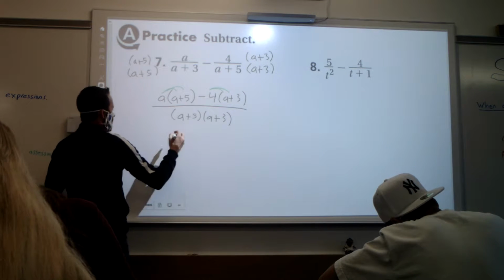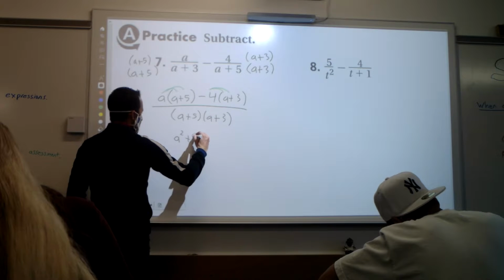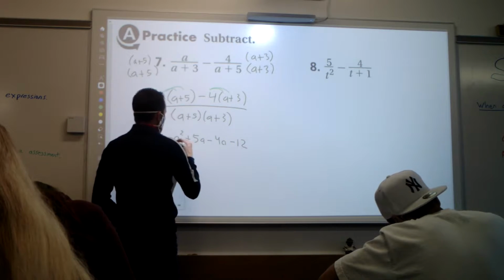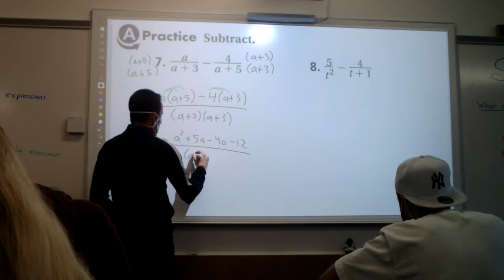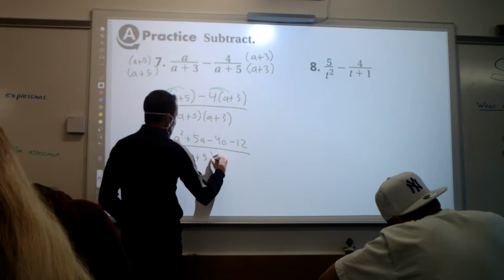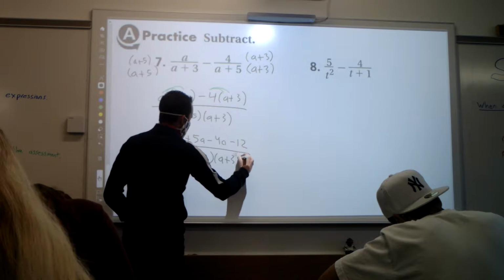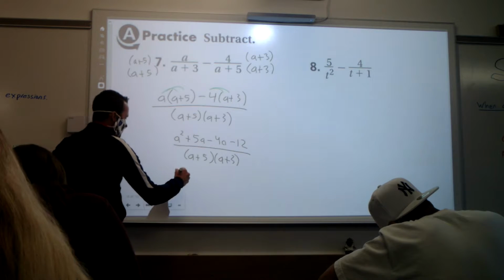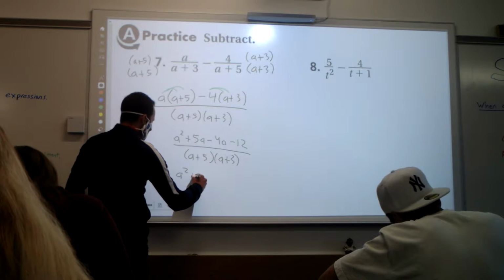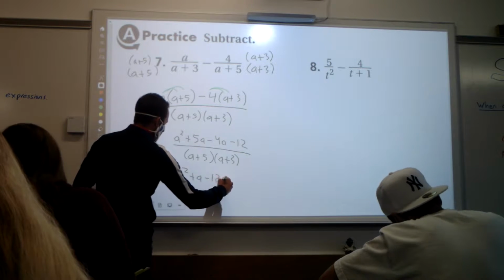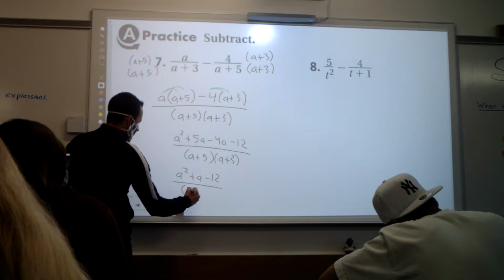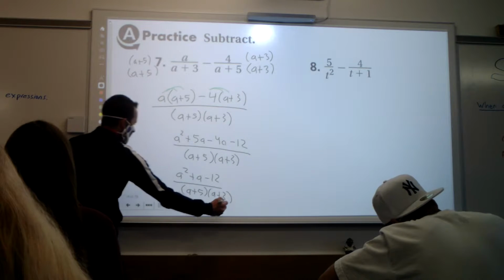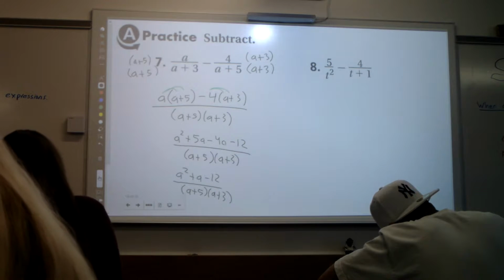Okay, so that's going to give me a squared plus 5a minus 4a minus 12 over a plus 5 and a plus 3. Okay, so let's combine like terms. This is going to give a squared plus a minus 12 over a plus 5, a plus 3. Josh, can I do anything from there?